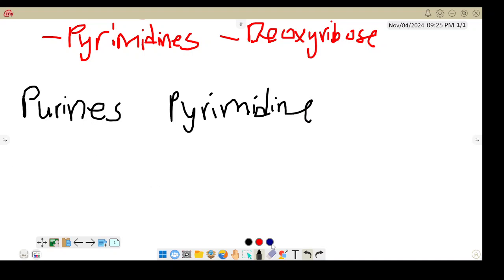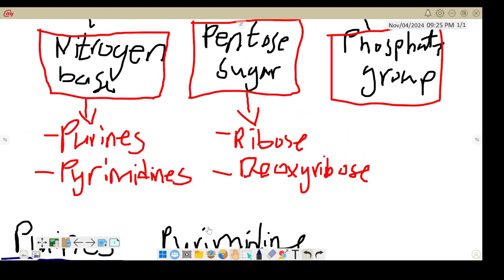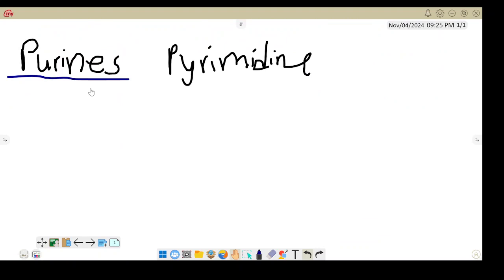Under purines and pyrimidines, there are some things we should take note of. Purines are double-ringed nitrogenous bases. Remember where we're coming from: purines and pyrimidines are nitrogen bases. The purines have double rings, while the pyrimidines have single rings, at least the majority.